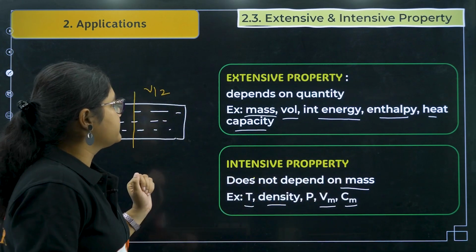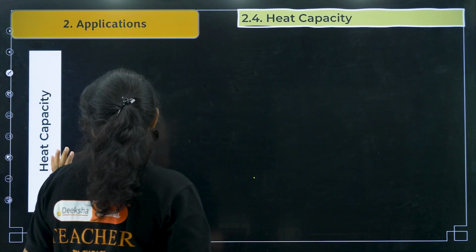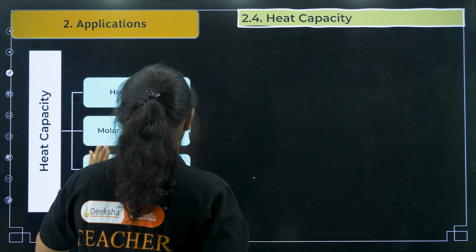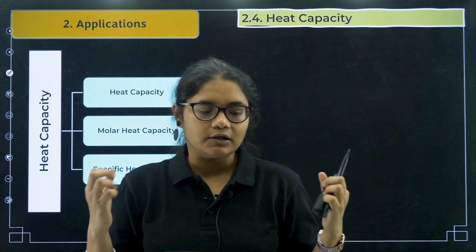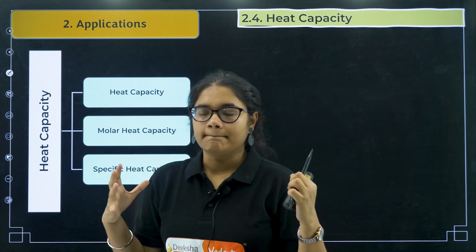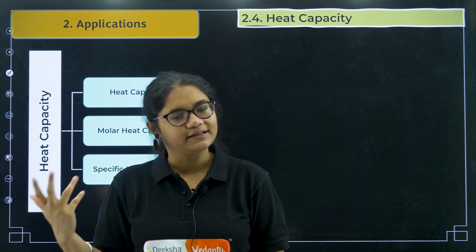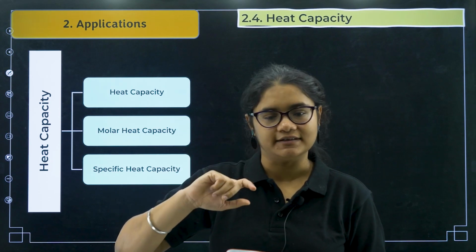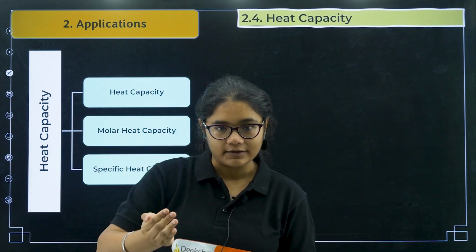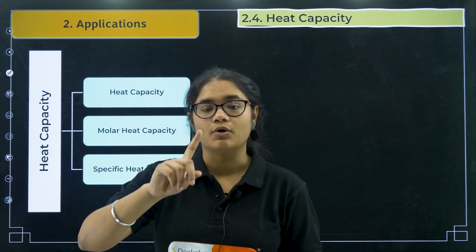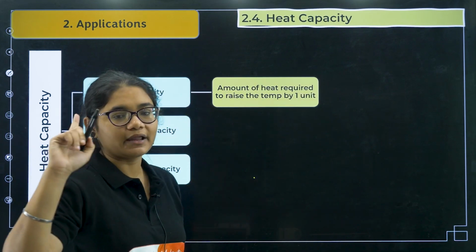Okay, next we will go to heat capacity. Next topic, very important. What is heat capacity? Now, for heat capacity we have three types: heat capacity, molar heat capacity, and specific heat capacity. Before understanding this, let us talk about these terms. Now see, suppose you have a bucket of water and the temperature of that is 25 degrees Celsius. Now you want to make it 26 degrees Celsius. You will provide heat, right? So the amount of heat that you provided to increase the temperature by 1 degree is called your heat capacity. So what is heat capacity? Amount of heat required to raise the temperature by 1 unit.